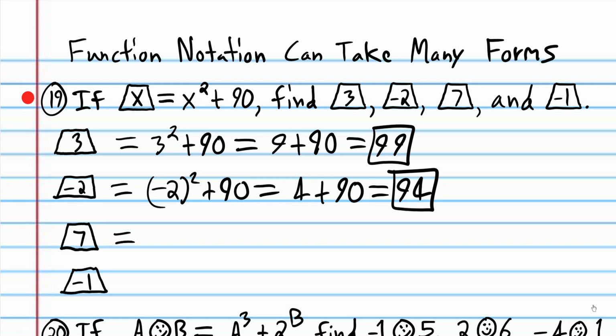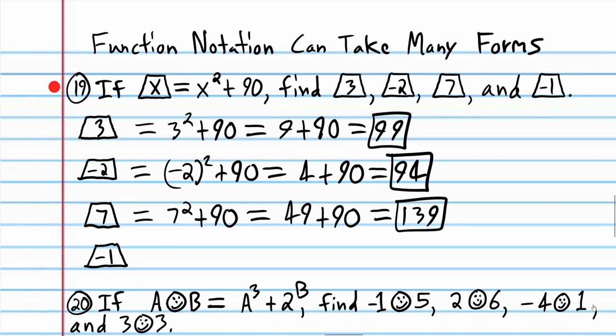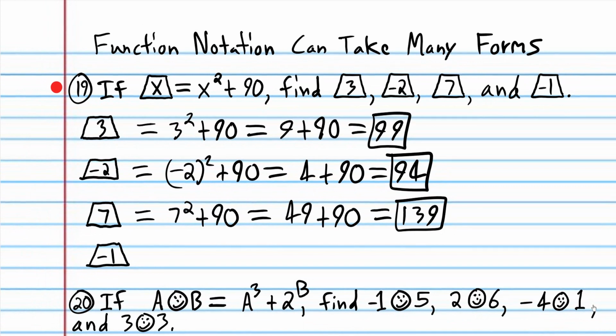Now we're asked to find trapezoid 7. So I'm just going to copy down that expression, except instead of x, I'm going to write 7. So now we get 49 plus 90, which is 139. And we're asked to find trapezoid negative 1. So that's negative 1 squared plus 90, which is 1 plus 90, which is 91.